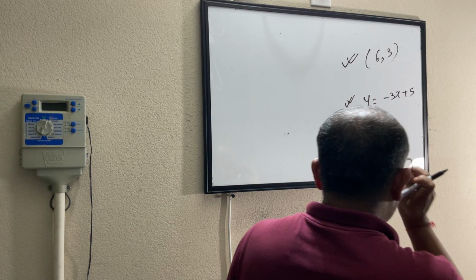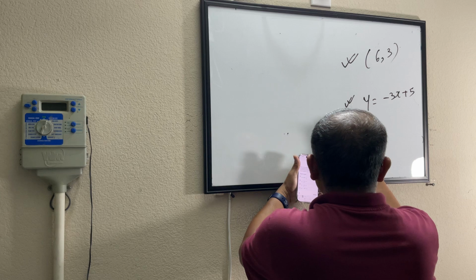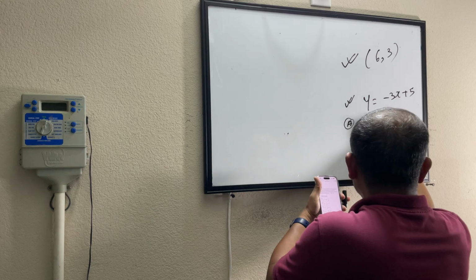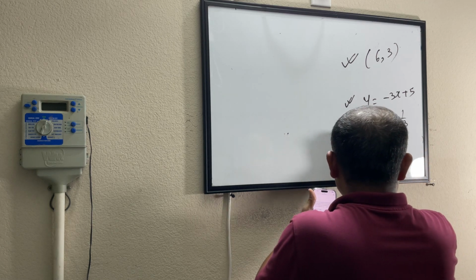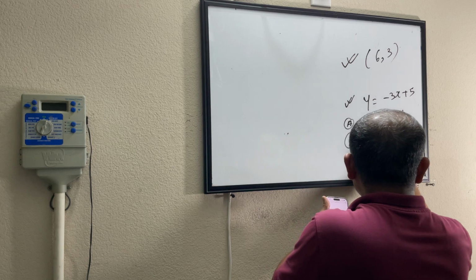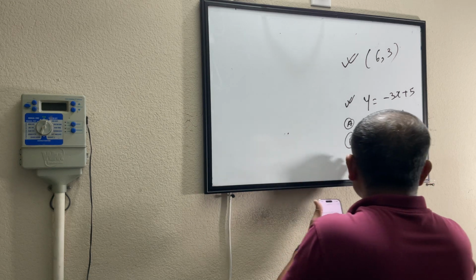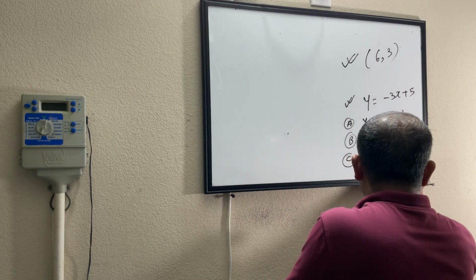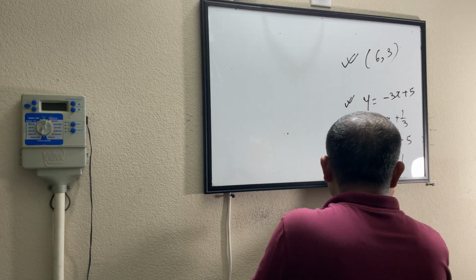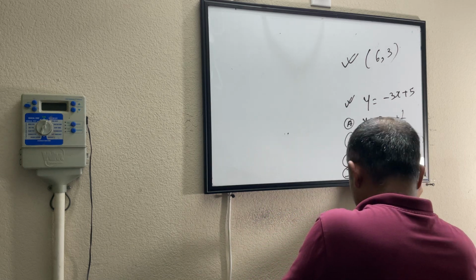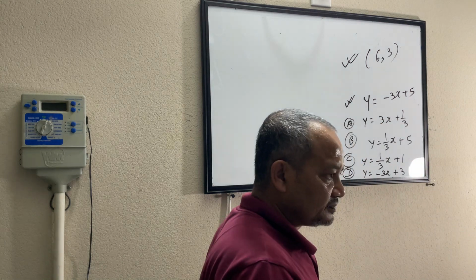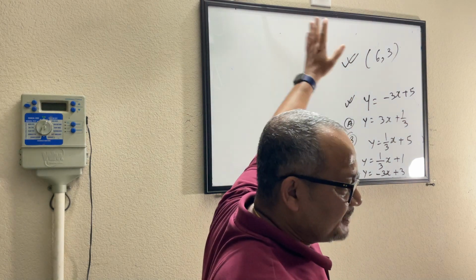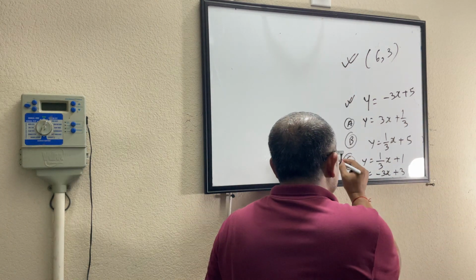And then you are given 4 options. A is y equals 3x plus 1 by 3. B is y equals 1 by 3x plus 5. C is y equals 1 by 3x plus 1. And D is y equals minus 3x plus 3. So this question says, yes, coming to C, okay.